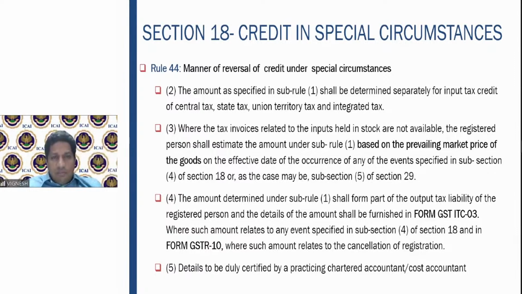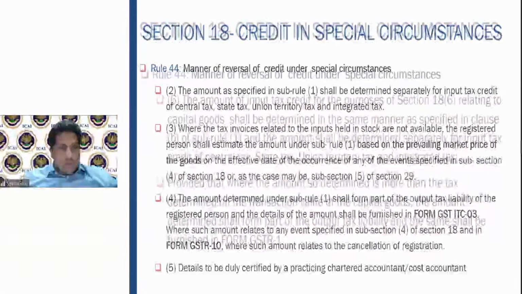So whenever this shift from regular to composition or taxable to exempt happens, you will work out the output tax liability, and this liability will be furnished in ITC 03 and, in any event, in 18.4 or GSTR 1, where such amounts relate to cancellation of registration. Even on cancellation of registration, where you are no longer required to pay the tax, whatever goods, inputs and credit are there, you are supposed to reverse that and get it paid. These details also have to be certified by a practicing chartered accountant or a cost accountant.